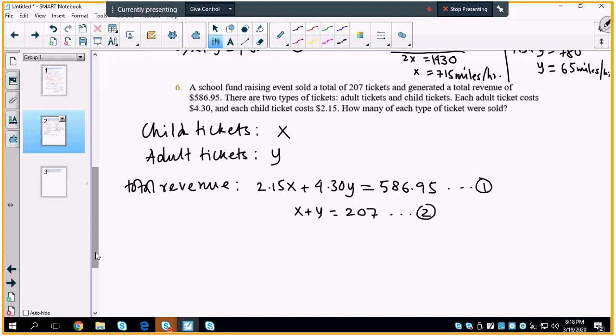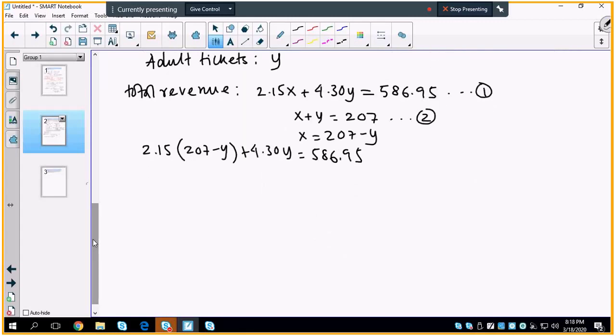This one will be easier if I use the process of substitution. So solve the second one for X. X is equal to 207 minus Y. Use it in the first one, so you get 2.15 times 207 minus Y plus 4.30Y is equal to 586.95. So I'm multiplying 2.15 with 207. Let's do it in the calculator.